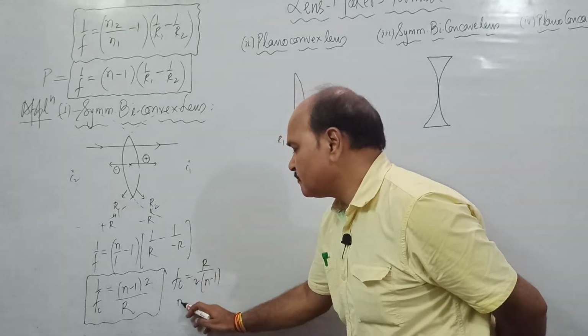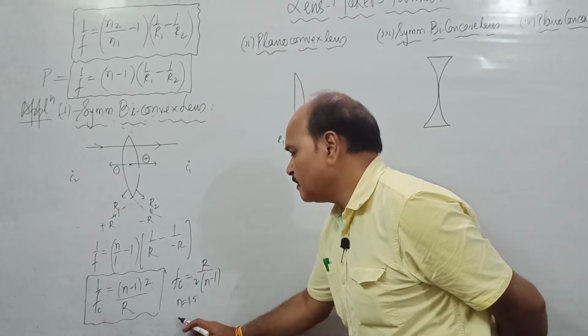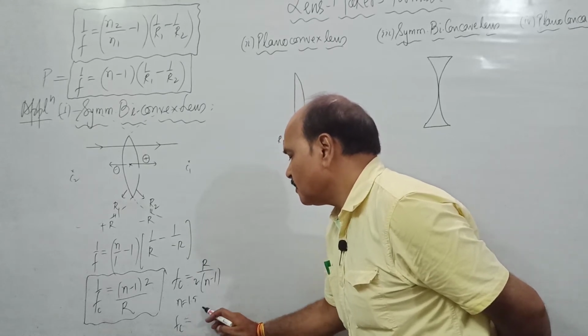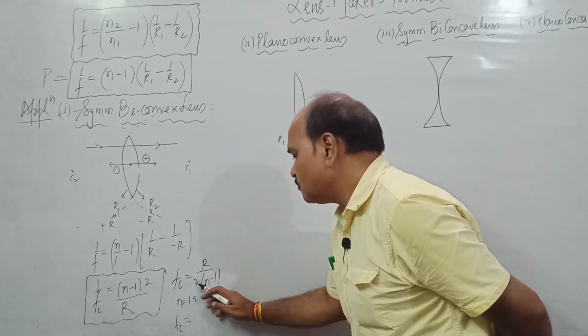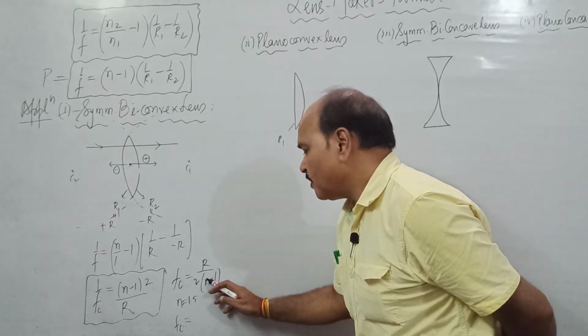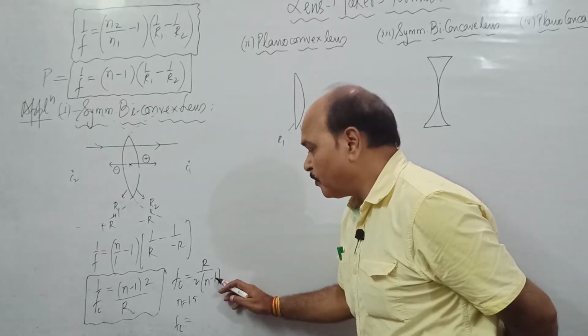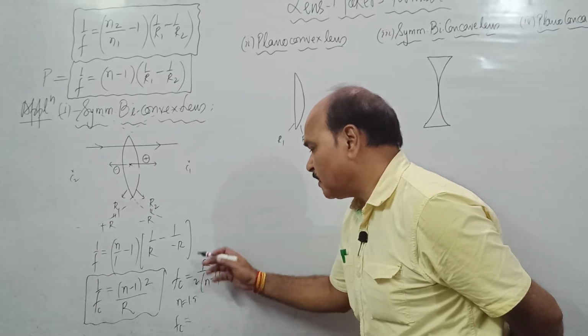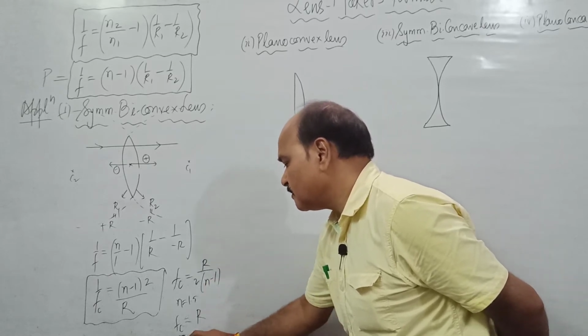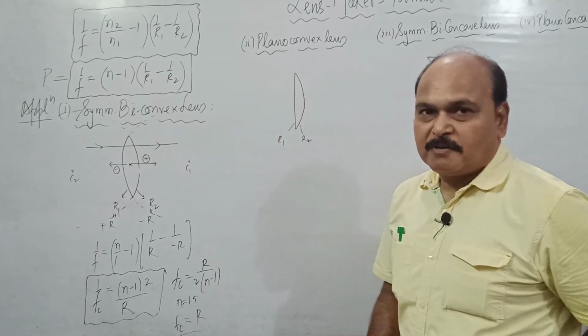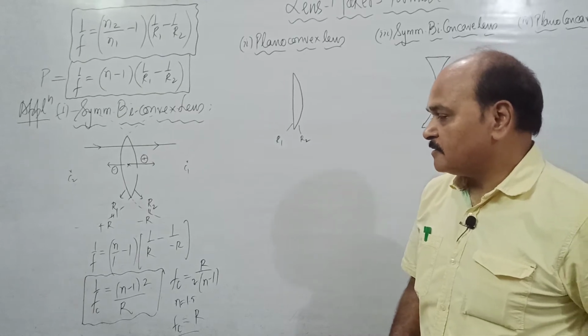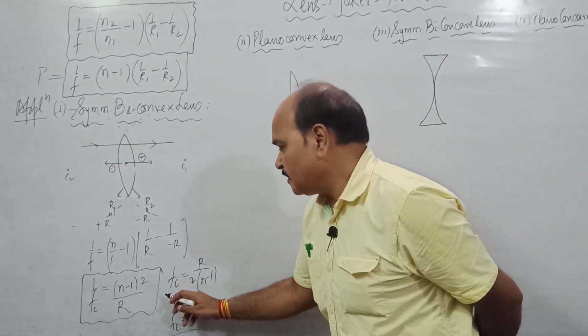And if we write n as 1.5, say, then focal length of convex lens is what? R upon 2 times 1.5 minus 1 is what? 0.5. 0.5 into 2 is again 1. That is f is equal to r. This is focal length of symmetrical biconvex lens. Now this is, say, equation number 1.